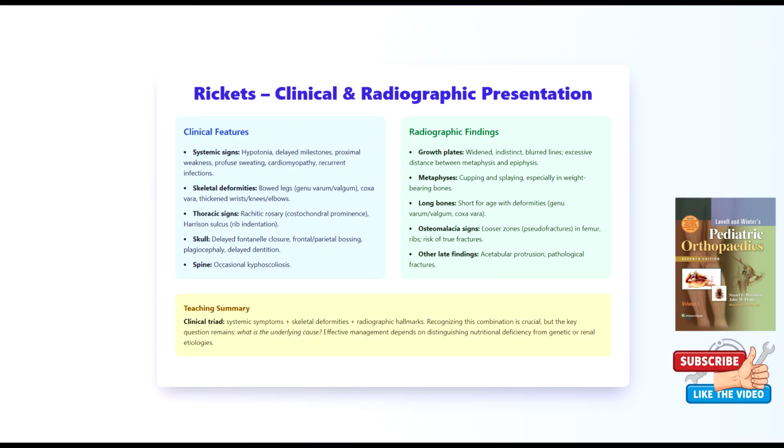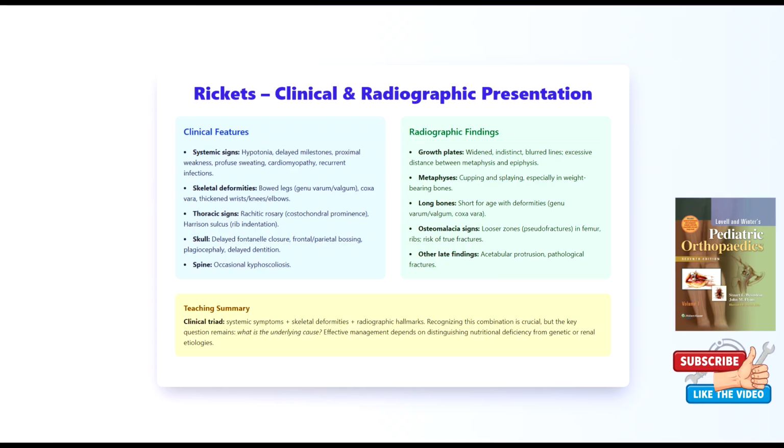Now, let us shift to radiographic findings, because the X-ray is often where the diagnosis is cemented. The hallmark is widening and indistinctness of the growth plates. Under normal conditions, the gap between metaphysis and epiphysis at the distal radius should never exceed 1 millimeter. In rickets, that line blurs, becoming widened and fuzzy. With weight bearing, there is lateral expansion of the growth plates, explaining why crawling children develop thickened wrists and knees. The growth plates broaden under mechanical load.